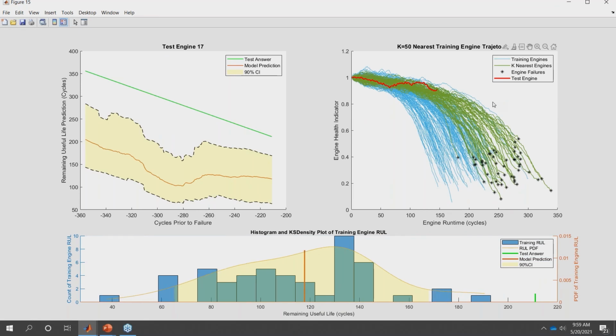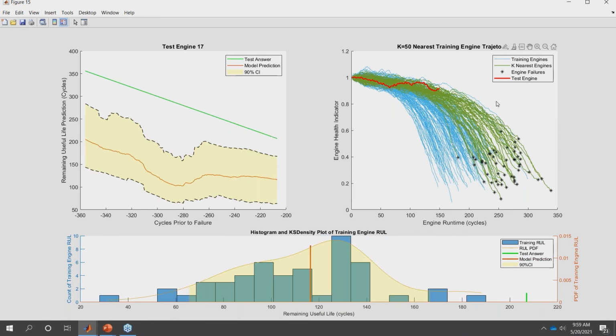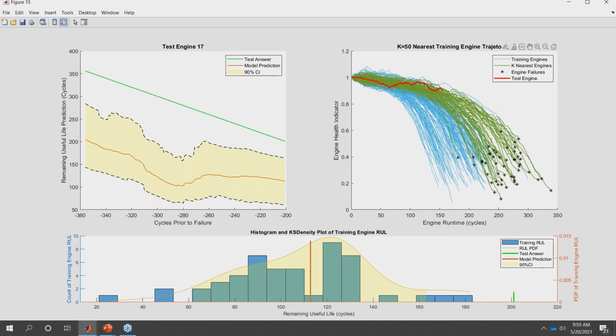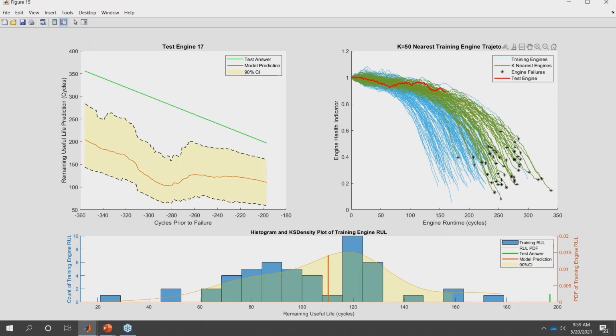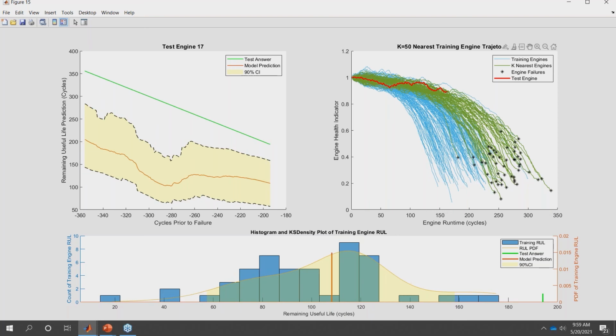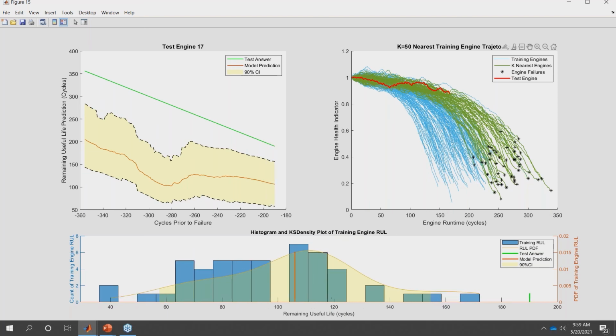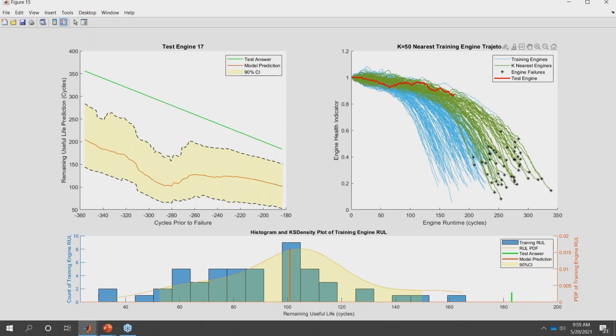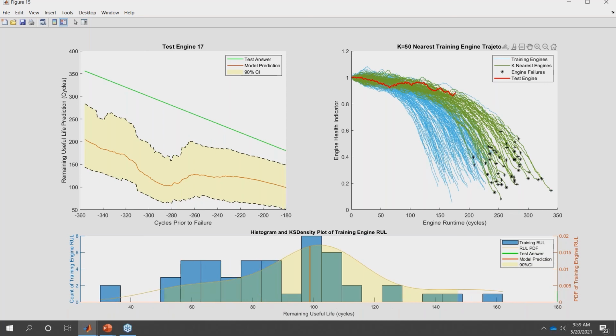Now, this is pointing out the limitation of this particular model. This model, like most machine learning models, really only knows what it's seen before. So if we give it a time series that looks very different from anything it's seen before, then it's going to struggle to give a good estimate with it.